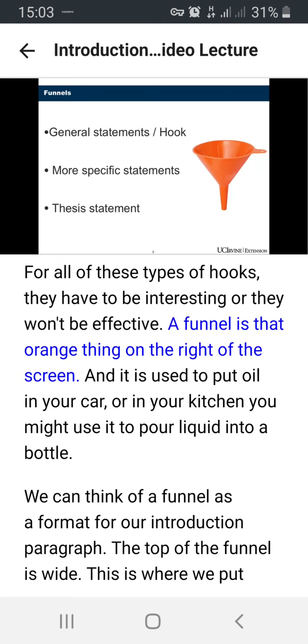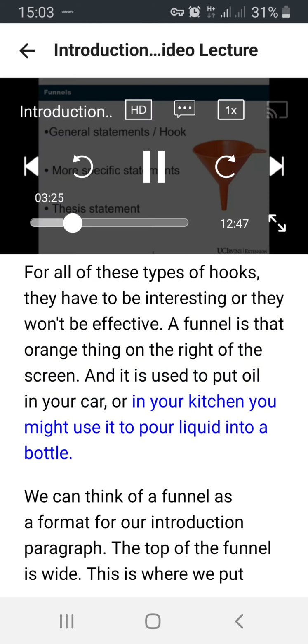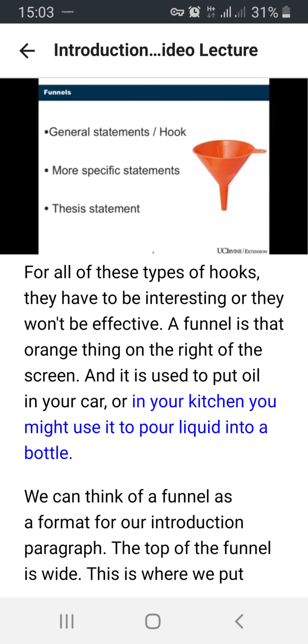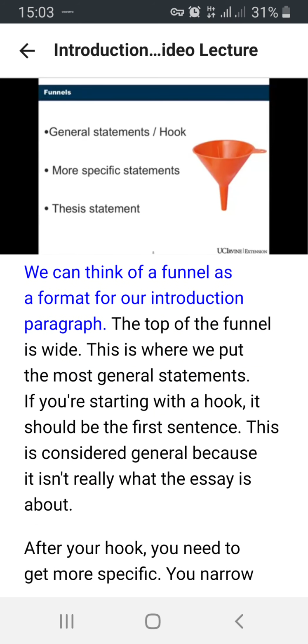A funnel is that orange thing on the right of the screen, and it is used to put oil in your car. Or in your kitchen, you might use it to pour liquid into a bottle. We can think of a funnel as a format for our introduction paragraph.